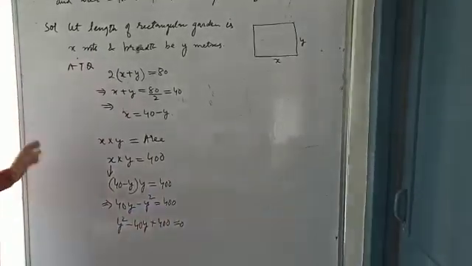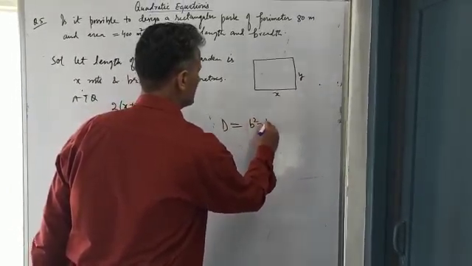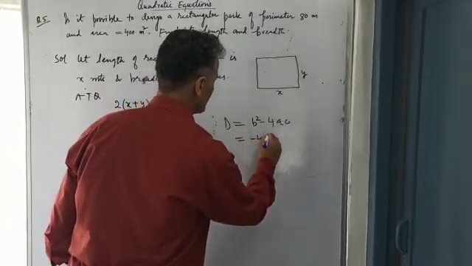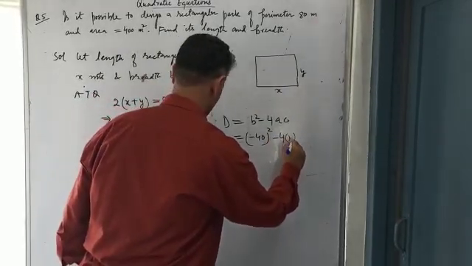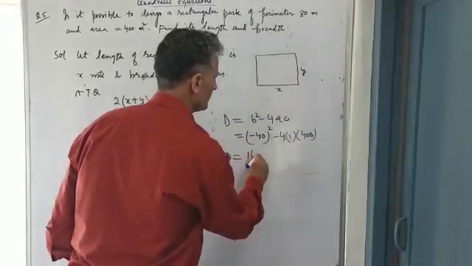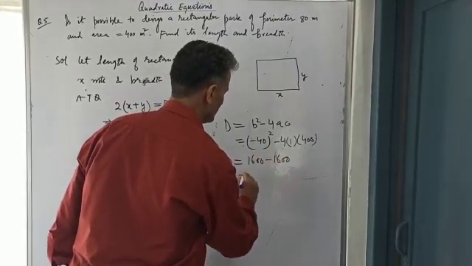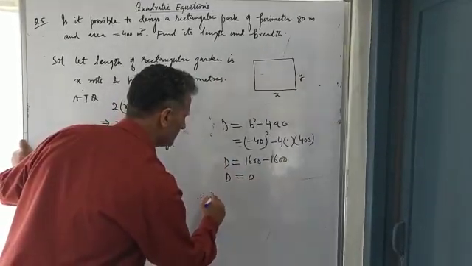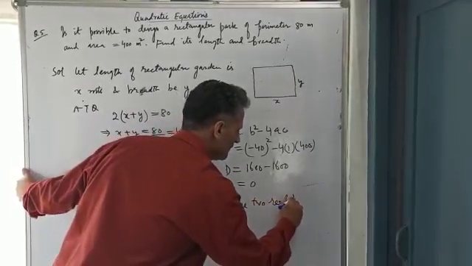First, let us check the discriminant. What is the discriminant here? It is b square minus 4ac. What is b? Minus 40, so minus 40 whole square, minus 4a, where a is 1 and c is 400. So discriminant equal to 1600 minus 1600. So discriminant is 0. Therefore, when D is 0, there are 2 real and repeated roots.